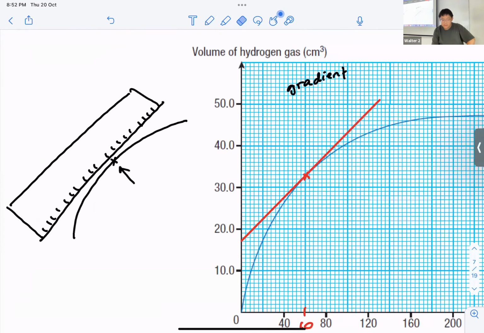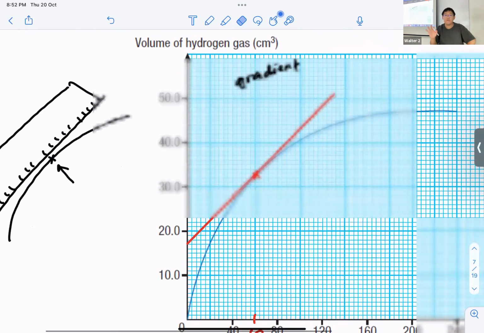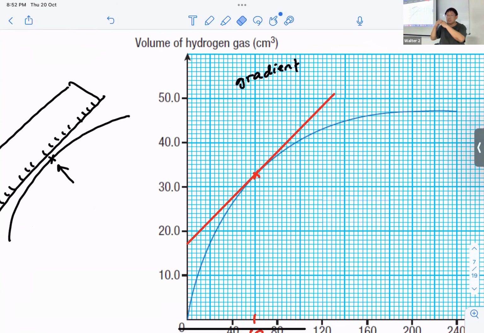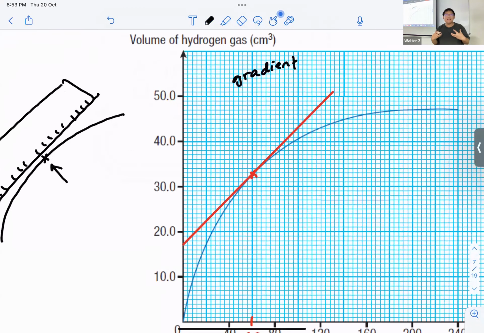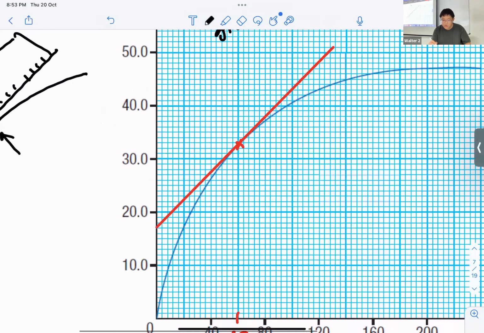Okay? Now, to know if your straight line is good or not, to get a correct answer, my tip for you is to make sure that the angle on both sides is about the same. The angle between the straight line that you draw and the curve should be about the same for both sides. Okay?